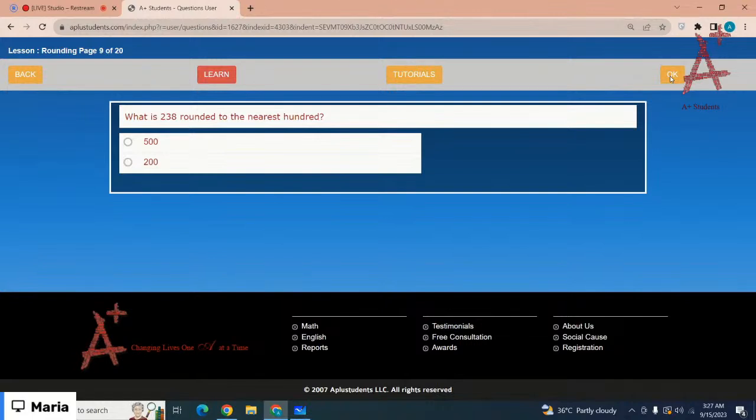What is 238 rounded to the nearest 100? Which is the correct option? 238 is rounded to which number? 500 or 200? That would be the second option. It would be rounded off to 200, not 500.